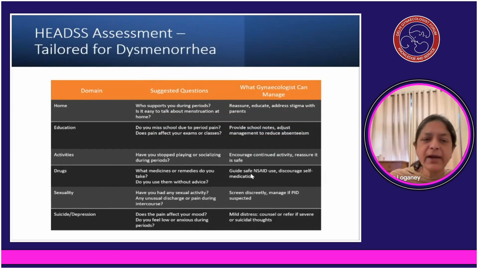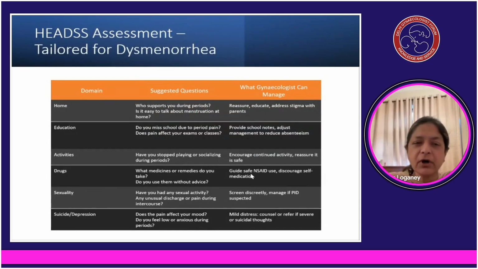So going to the HEADS assessment, HEADS is a mnemonic. These are the kind of questions we should be asking for assessing the patient mentally. The H stands for home. So we could ask questions like, who supports you during periods? Is it easy to talk about menstruation at home? For education, do you miss school due to period pain? Does pain affect your exams or classes?